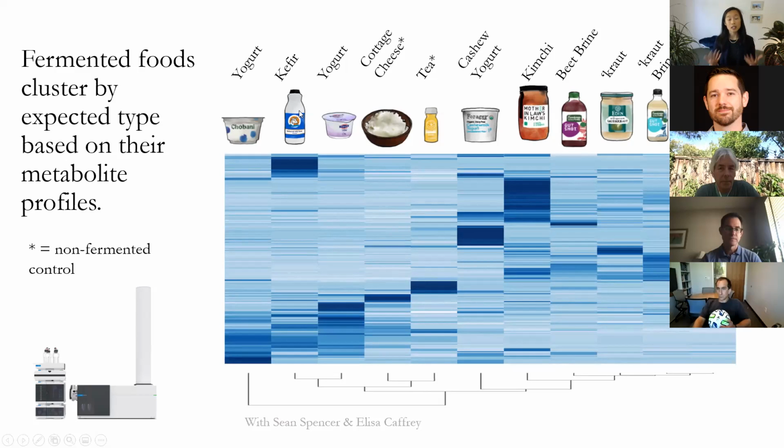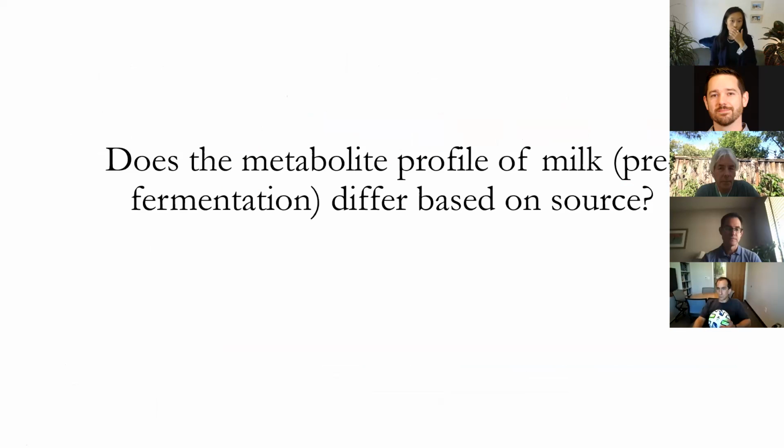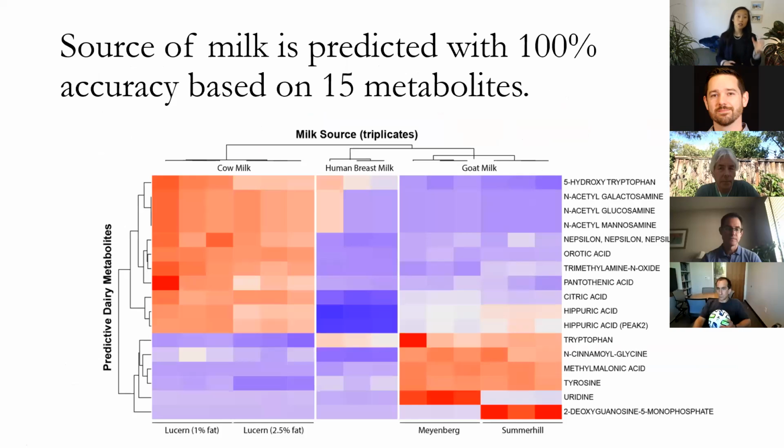So focusing on dairy ferments, in particular kefir, let's start at the first part, milk. Is the metabolomics profile able to differentiate milk based on source? So we had 3 different milks here: cow milk, human breast milk, goat milk. We're able to predict with 100% accuracy based on 15 metabolites where the milk came from.